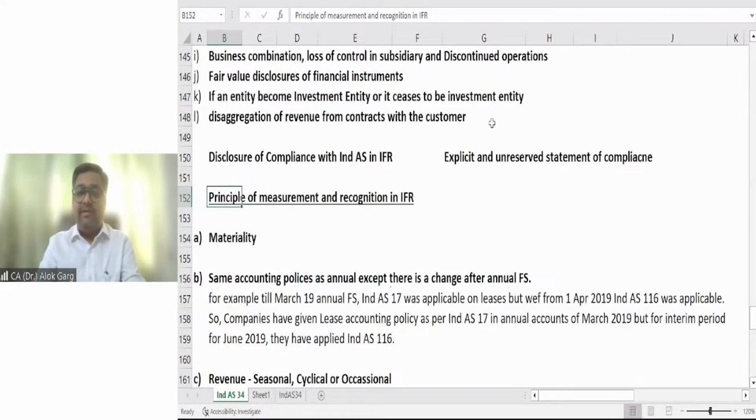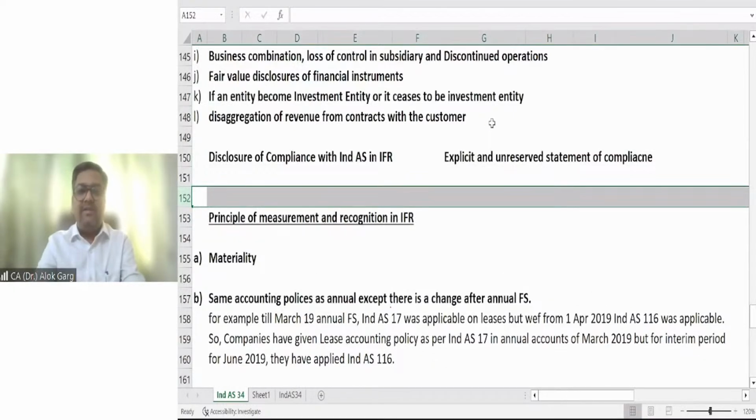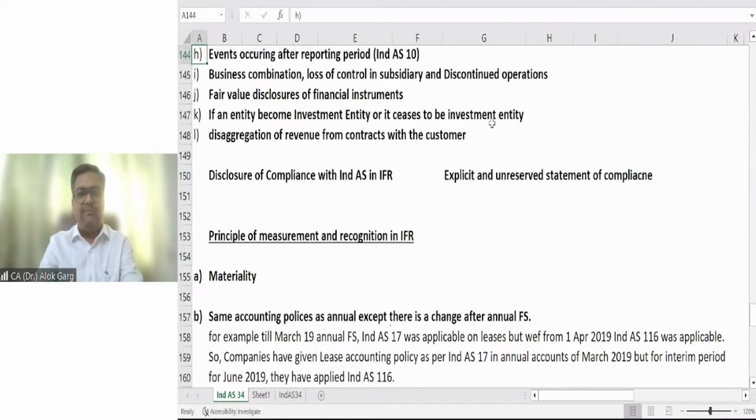Principle of measurement and recognition in interim financial report. So far we have discussed the objective. You remember I told you in the objective that this standard also covers some measurement and recognition aspects. So these were the disclosure aspects. Now we are talking about the measurement and recognition aspects in the interim financial report.